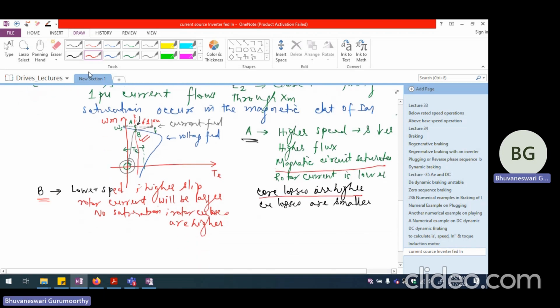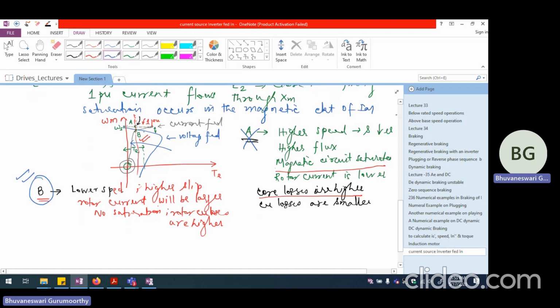So generally point B is preferred as compared to point A. So point A is generally not preferred, rather point B is preferred because it also coincides with the voltage fed kind of characteristics. So invariably, current source inverter fed induction motor drives are operated, if you look at the torque speed characteristics of the machine, only in the unstable region.